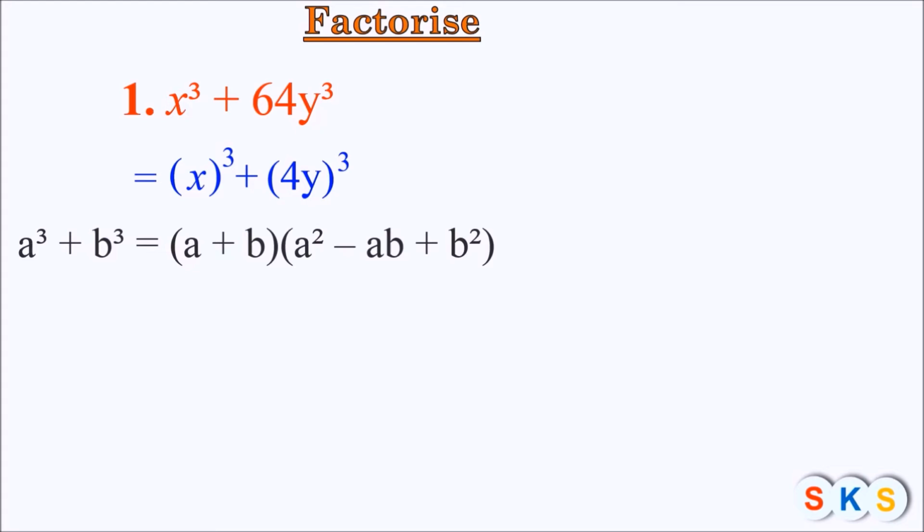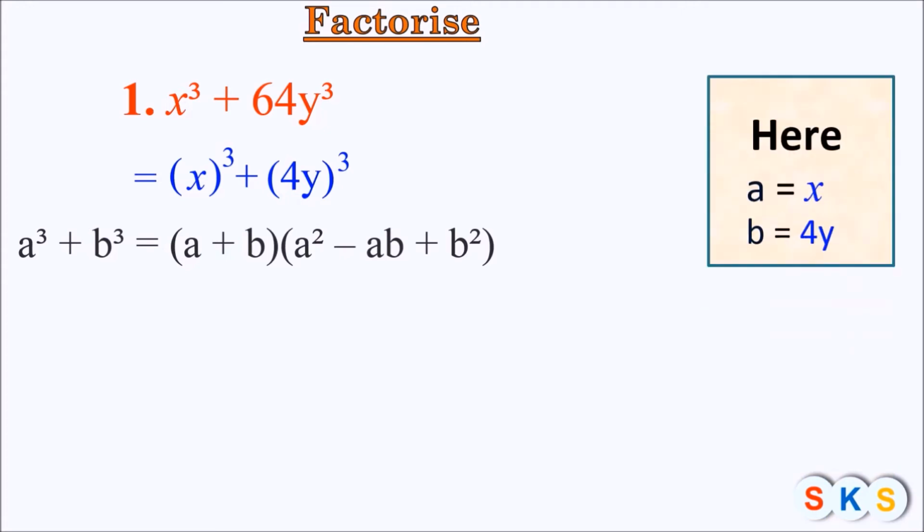And you can see here the first term is cube of x, therefore a equals x. Here the first term is cube of x, therefore we will take a as x, and the second term is cube of 4y, therefore we will take b as 4y. We will make a note of this. You can see that I have noted in the box: here a is x and b is 4y.